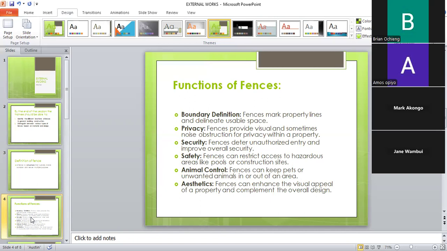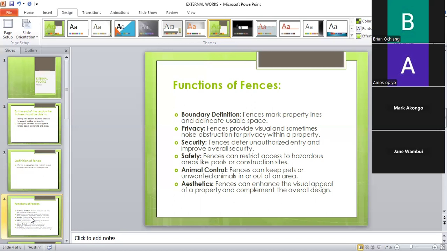The third one is security. Fences deter unauthorized entry and improve overall security. The fourth one is safety. Fences can restrict access to hazardous areas like pools or construction sites. Like when you want to design your building, like your house or your restaurant, it will force you to make a fence between the restaurant and the pool area so that you can minimize some accidents.